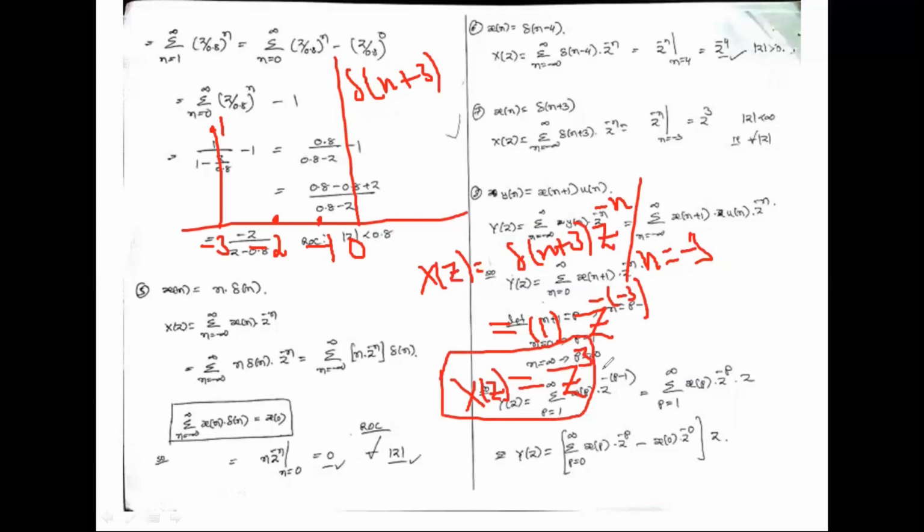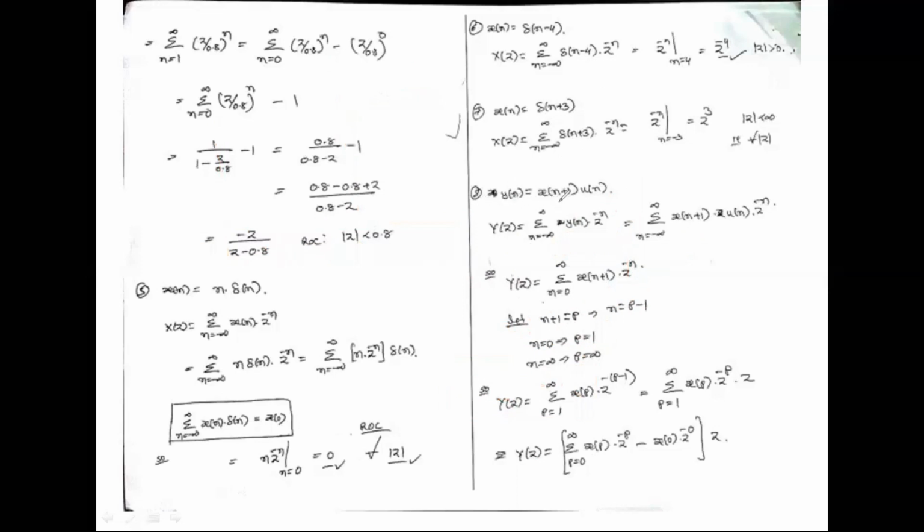ROC is towards the left side, meaning less than infinity. Except z is equal to infinity, the entire z plane is the ROC. Remaining all values you can take, X of z becomes a finite value. Except z is equal to infinity, for the remaining values of z, the function X of z exists. Delta of n plus 3.